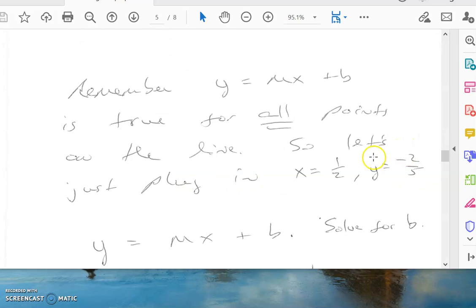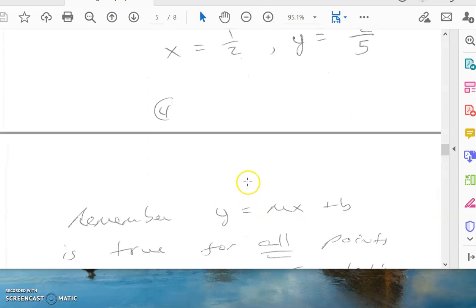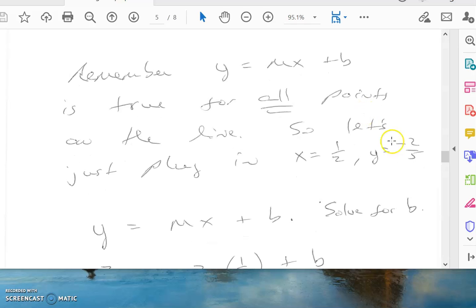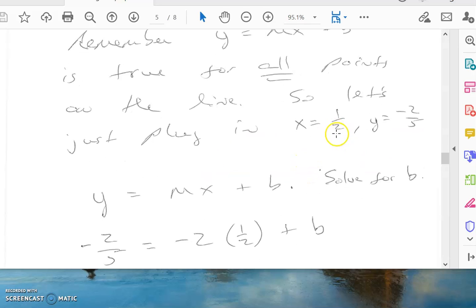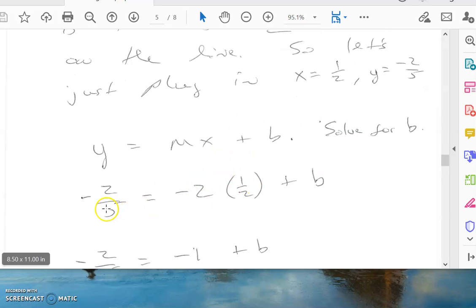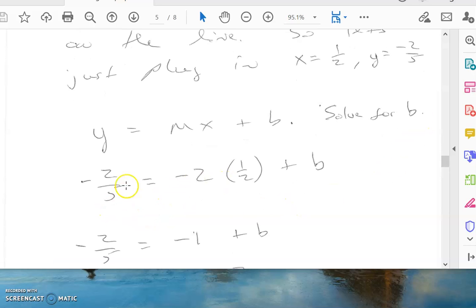Now, remember this formula, y equals mx plus b, that's true for all points on the line that we are looking for. That's all points. So it's true for x equals 1/2, y equals negative 2/5. It's got to be true for that. So let's just plug it in. Plug in x equals 1/2, y equals negative 2/5. Once we do that, you're going to see we have nothing unknown except for b. So we plug that in and we're going to solve for b.